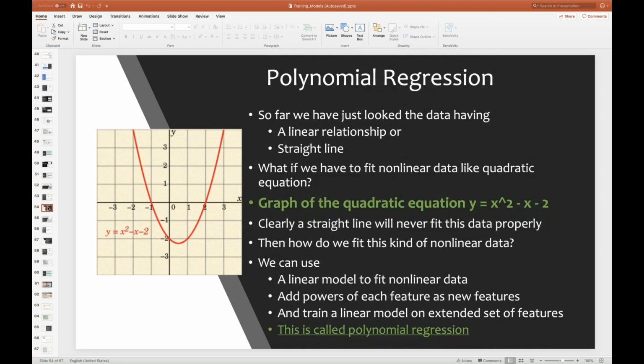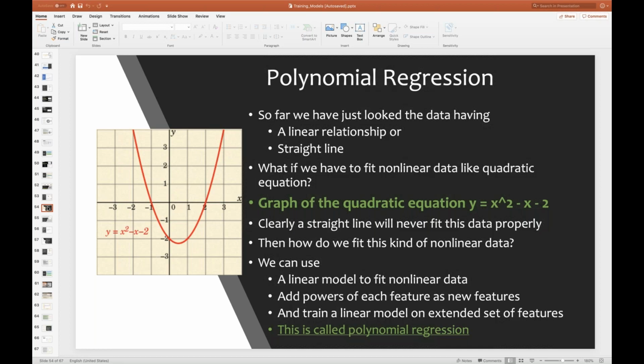So if you have a linear relationship, that's a different story. But now you don't have a linear relationship and a straight line is never fitting the data properly. How do you do it? Now, when we want to fit this kind of nonlinear data, we have to use a linear model to fit nonlinear data. We add powers of each feature as new features and train a linear model on the extended set of features. This is called polynomial regression.